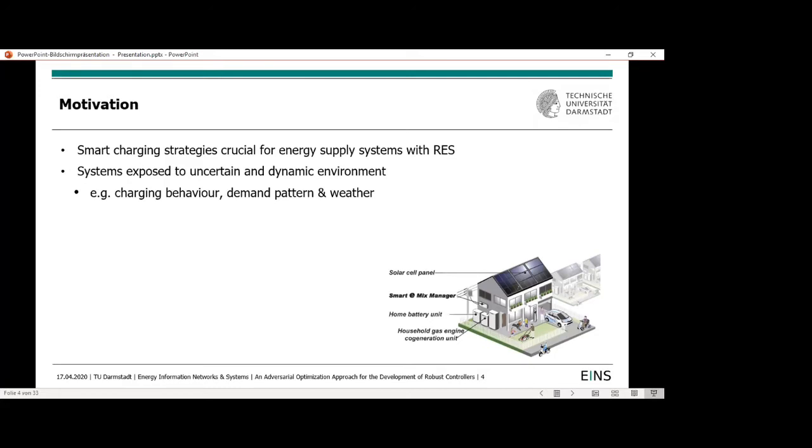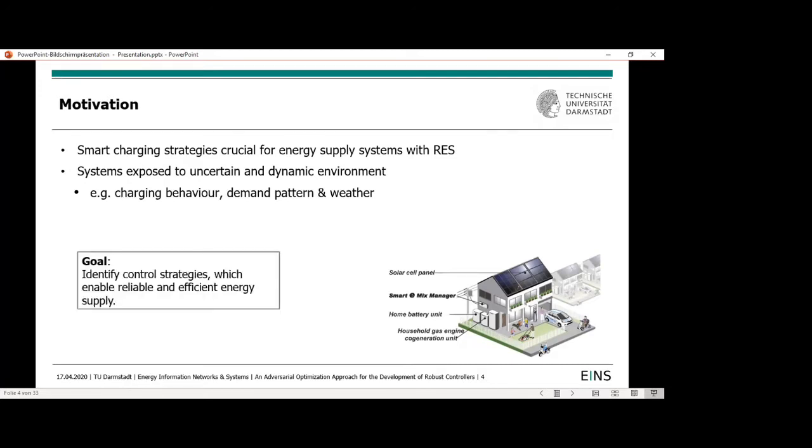These uncertainties can stem, for instance, from the charging behavior at the charging station, building power demand patterns, or also the weather. Of course, the weather can influence the power output of the PV panels or the solar cell panels. So there is a major challenge for control strategies in this regard, which is to be able to cope with uncertainties and unexpected use case scenarios. The following goal can thus be formulated for our work: to identify control strategies which are able to cope with uncertainty and enable reliable and efficient energy supply.